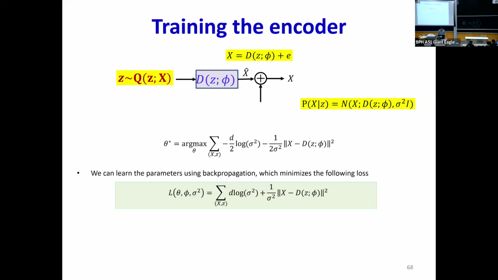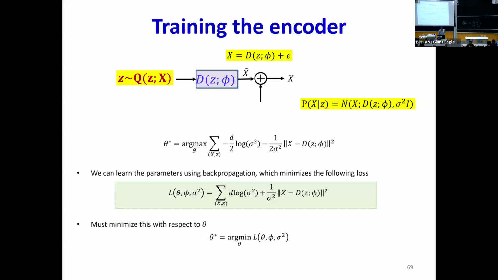Because the encoder, so we want to learn the parameters through back propagation, which either maximizes the log likelihood of the training data or minimizes the negative log likelihood over all training instances. But what you really want to do is to minimize the expectation of this over z for each training instance, which is complex. Anyway, the point is, this is implicitly also a function of the encoder parameters, and we want to minimize this loss with respect to the encoder parameters.